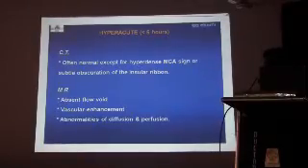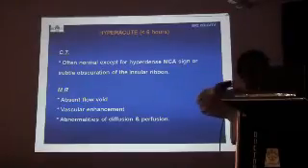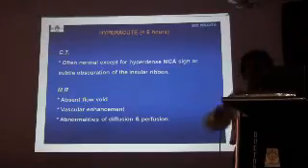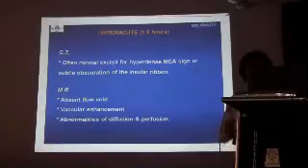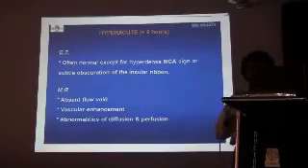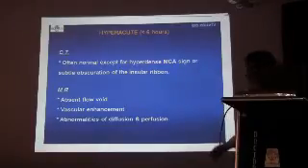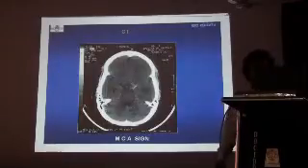And in MR, there is absent flow void. Because the flowing vessel, with flowing blood, does not produce any signal. If there is no flow, it will give a signal. That is called flow void. Absent flow void in a normal-flow vessel means no signal. There is vascular enhancement or abnormality of diffusion, which I will come to later.